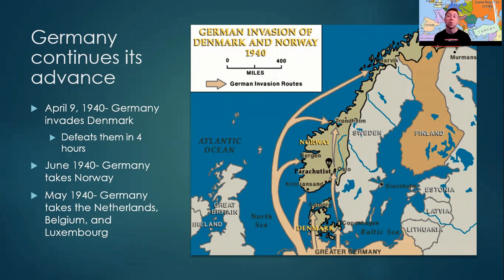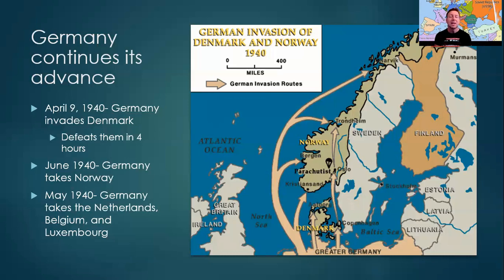By May and June, the Germans have taken over a lot of different territories, a lot of different countries in Western and Northern Europe. That includes Norway, the Netherlands, Belgium, and Luxembourg. I know Belgium and Luxembourg are not the biggest places, but still, they're taking them over. So now you have the Germans basically setting up camp in all these different places.